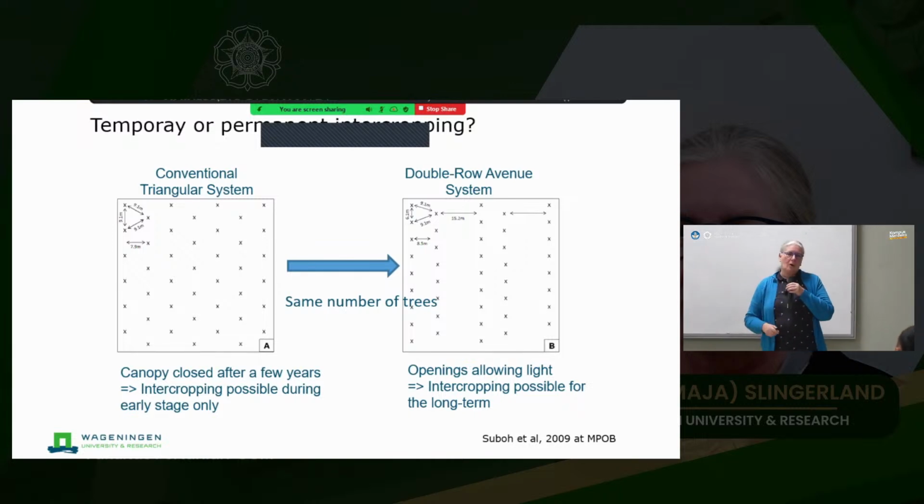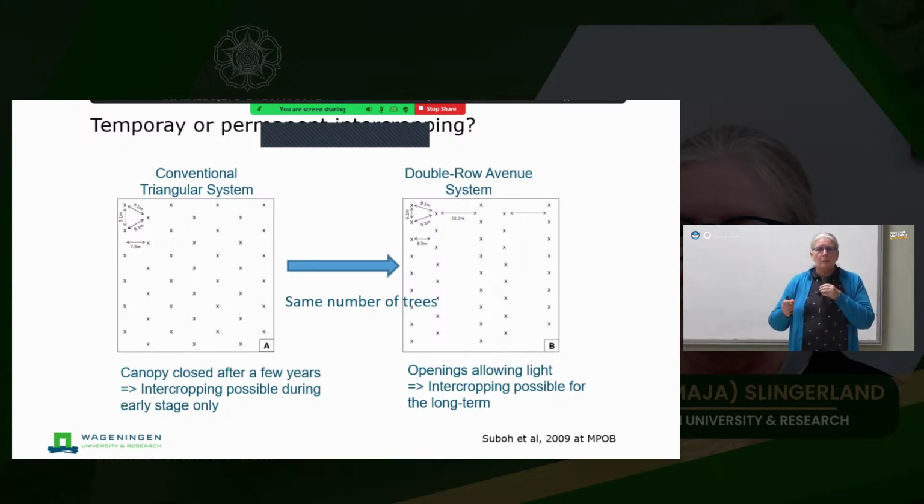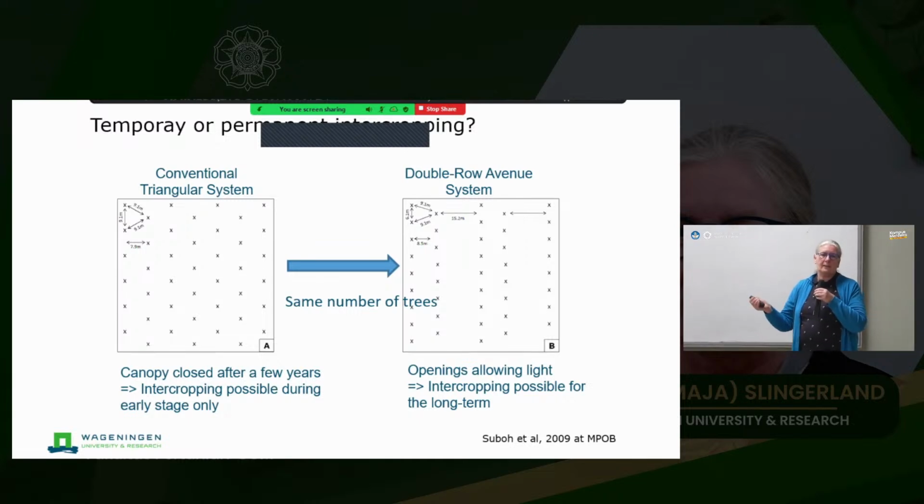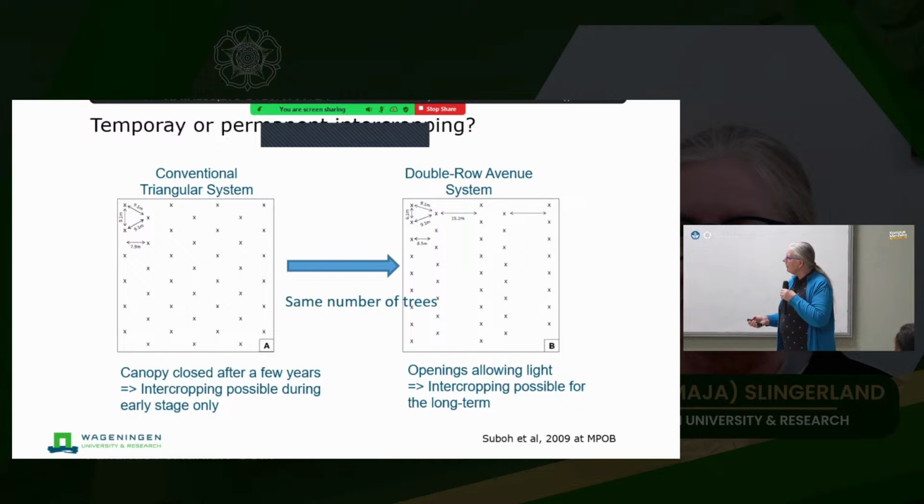But you can also do the double row system, or some people know it as half stand. What you do then is put the palms a bit closer to each other, so that you create space in between. So what you see here, these palms are closer to each other, and here suddenly you have more space. And that space remains the whole 25 years, because the palms are not so close to each other that they close the area. This has been tested a lot with MPOB.